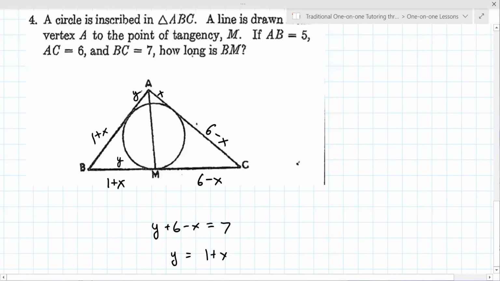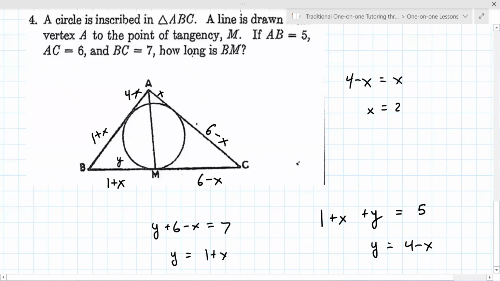And then we do the same thing here. We call this Y. We know that 1 plus X plus Y equals 5. Okay, so Y is equal to 4 minus X. So we replace that. And then 4 minus X. So now these have to be equal. That was the point here, that any of these points of tangencies are equal. So 4 minus X has to equal X, and that means X equals 2.